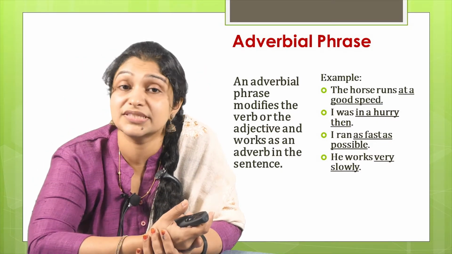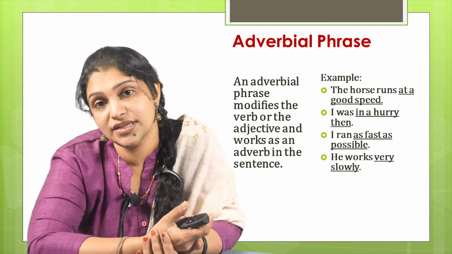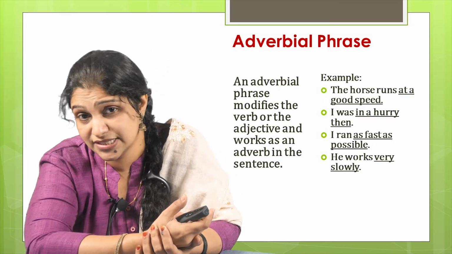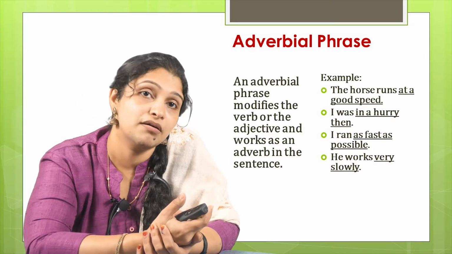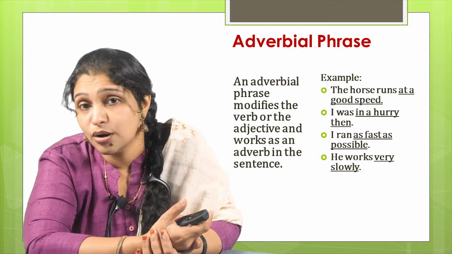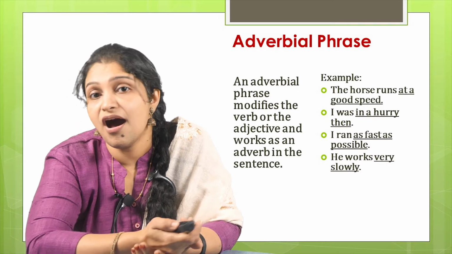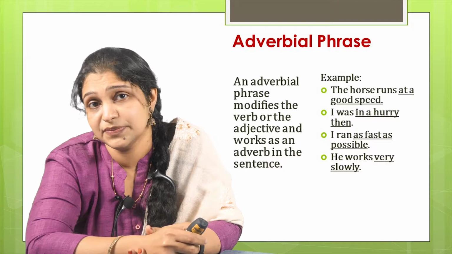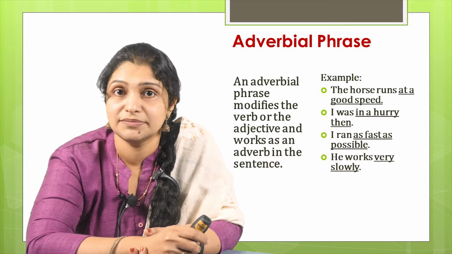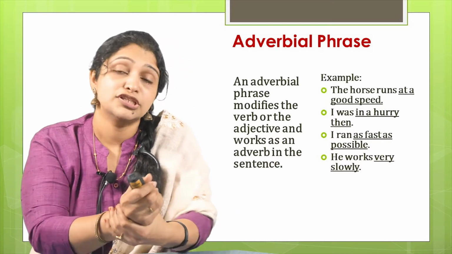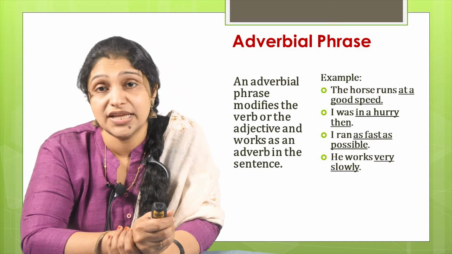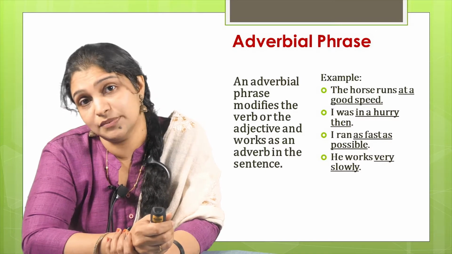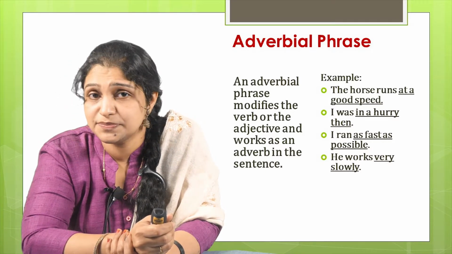You can see a couple of examples here. The horse runs at a good speed. Now, please concentrate on the underlined phrases, groups of words. They are the adverbial phrases. I was in a hurry then. I ran as fast as possible. He works very slowly. So functionally, the term adverbial phrase refers to all the structures that can take the position of an adverb at phrase structure level.